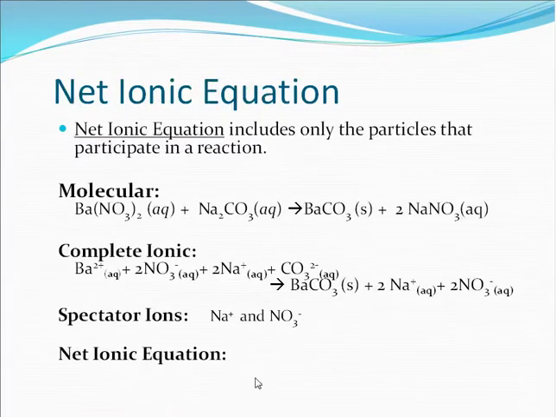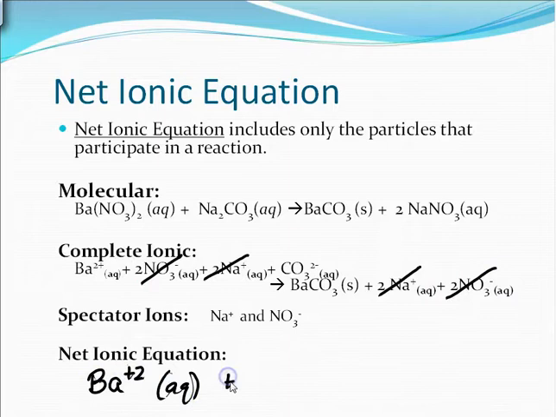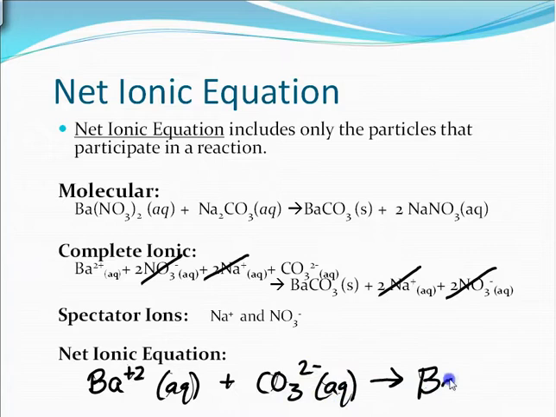The net ionic equation, net means overall. So the overall net ionic equation is going to show us only the things that actually changed, or actually participated in the reaction. Since Na+ and NO3- were our spectator ions, they're not going to appear in our net ionic equation. We would just write Ba2+ (aq) plus CO3 2- (aq) makes BaCO3 solid. That would be our net ionic equation.